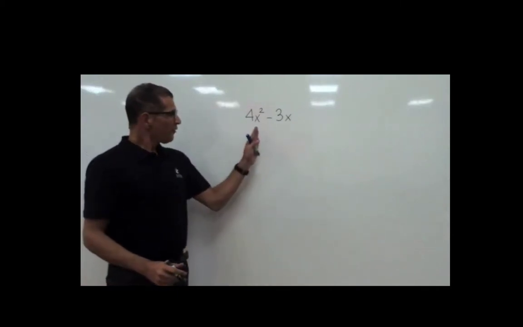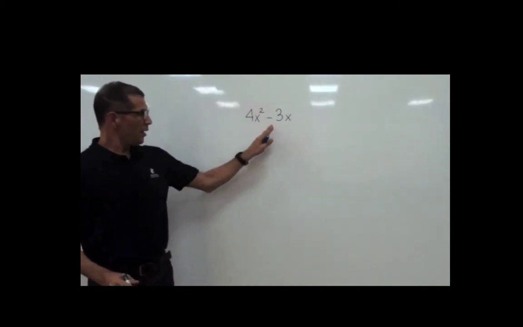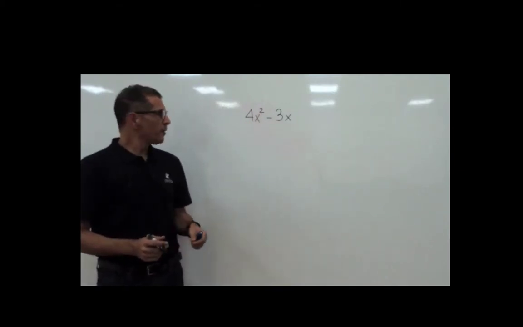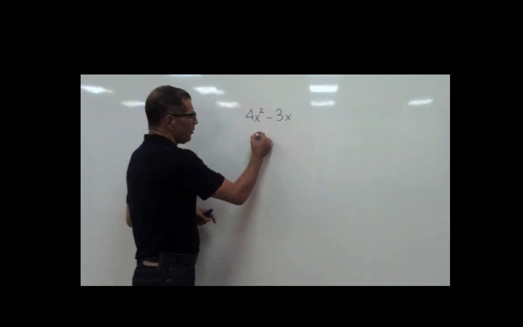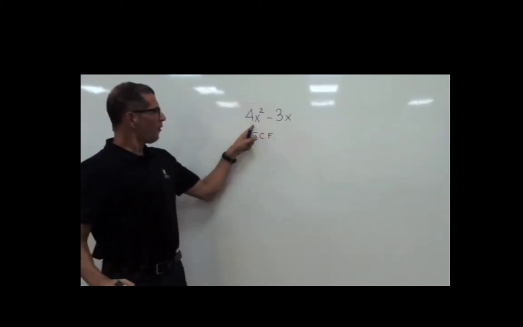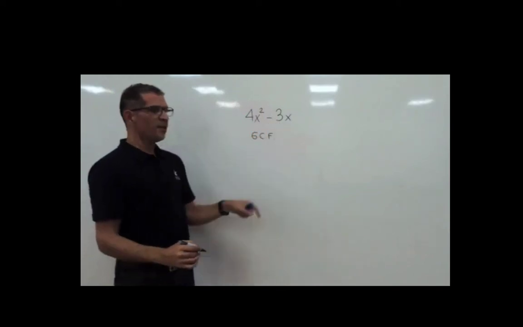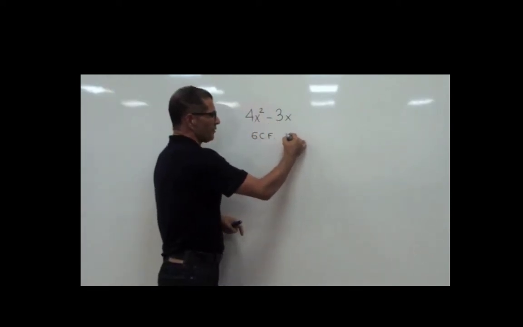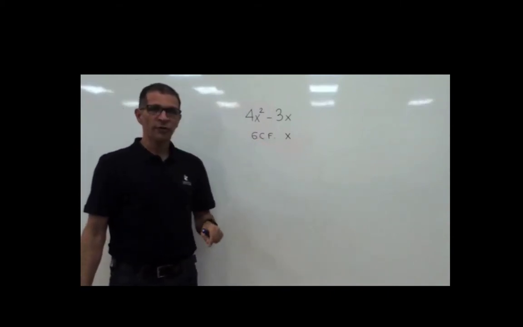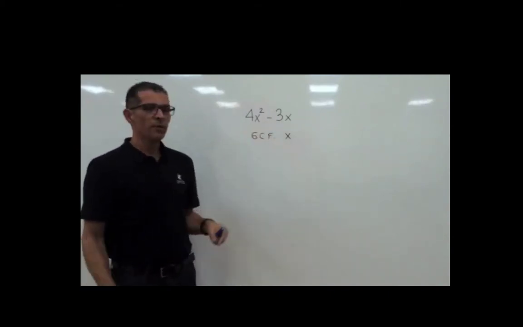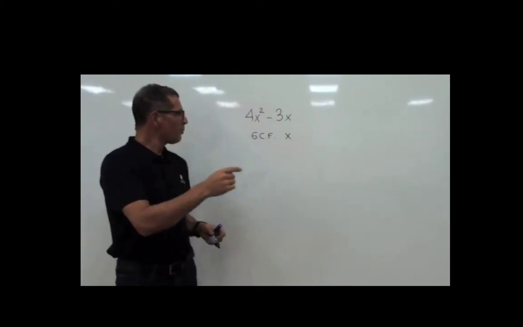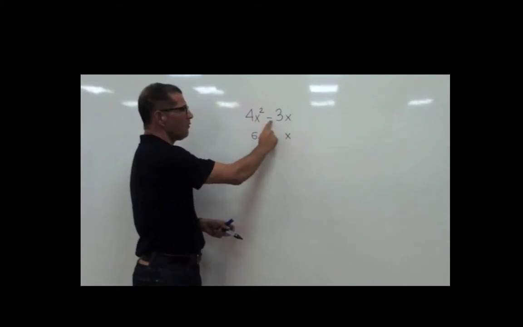Hi, let's factor this expression here: 4x squared minus 3x. The GCF, the greatest common factor of 4x squared and negative 3x, is x. If you don't remember how to find the GCF of monomials, go back to video number 3. Number 3 explains how we get the GCF of monomials.